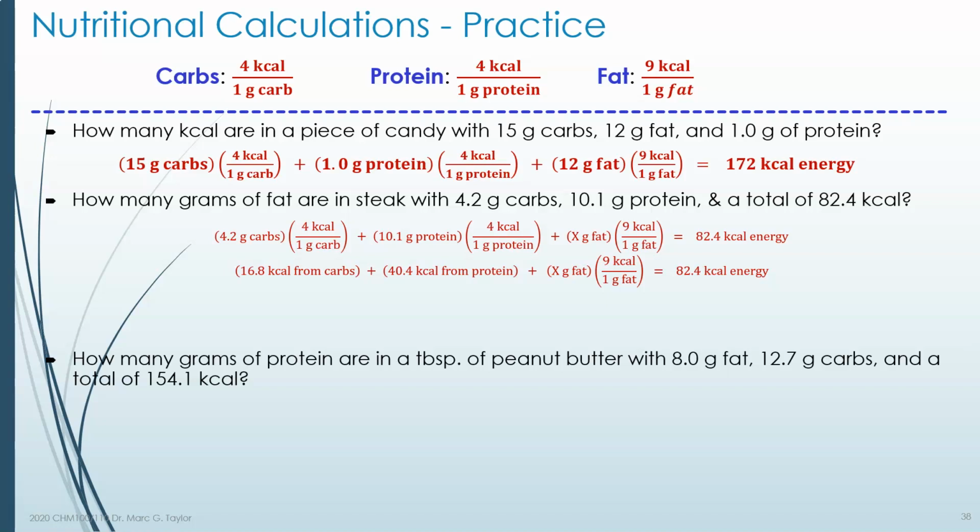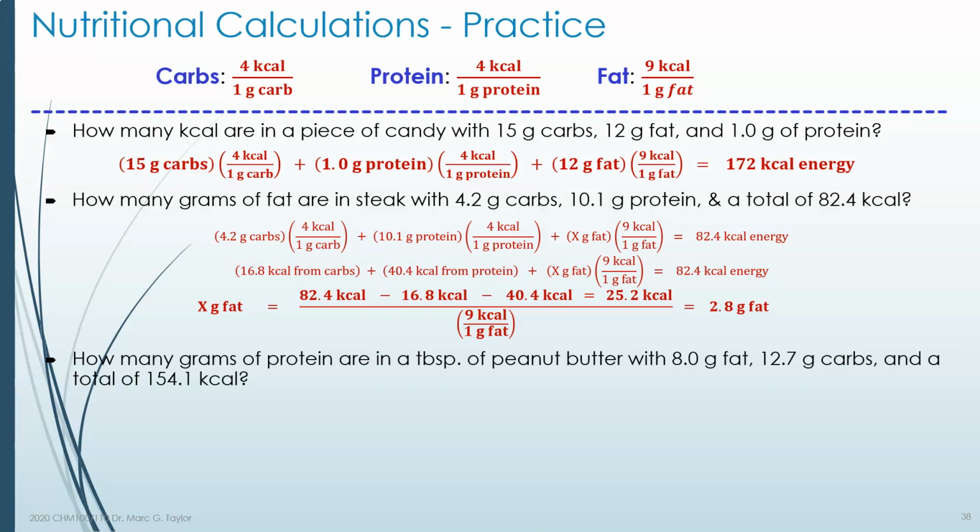So you take the 16.8 and the 40.4, subtract it from the 82.4, and then divide by the 9 kilocalories per gram of fat, and you'll get how many grams of fat you have, and in this case, it's 2.8 grams.